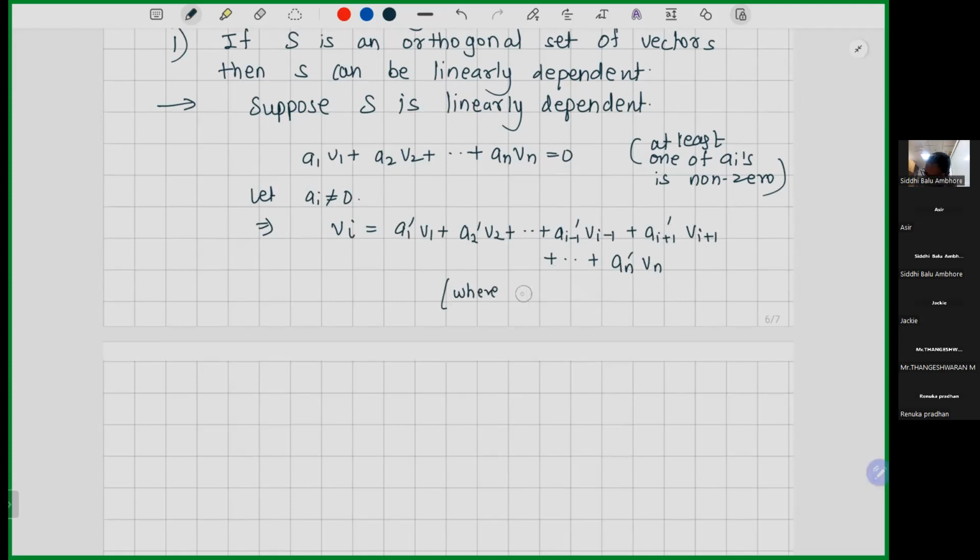where aj' is aj divided by ai. This is okay? Minus, let me write this with the minus sign. Is it okay? Or if you don't like this, we can just write this as b1, b2, bj. I'm just manipulating the coefficients.